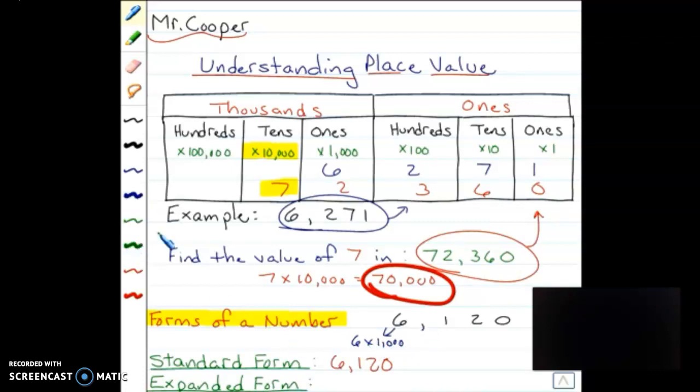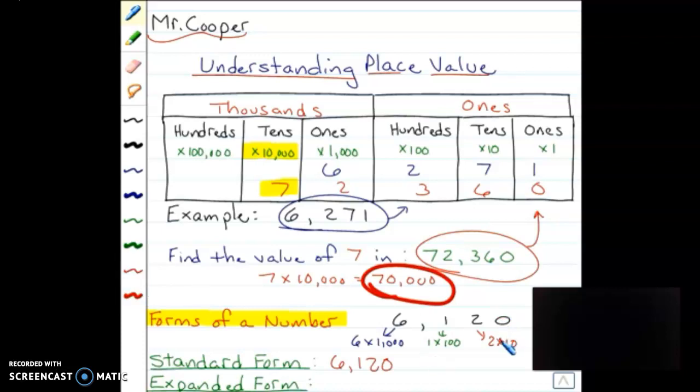The 1 would be in the hundreds column, so it's 1 times 100. And the 2 would be in the tens column, it's 2 times 10. And the 0 would be in the ones column. You could say 0 times 1, but since that equals 0, we're not going to worry about it.